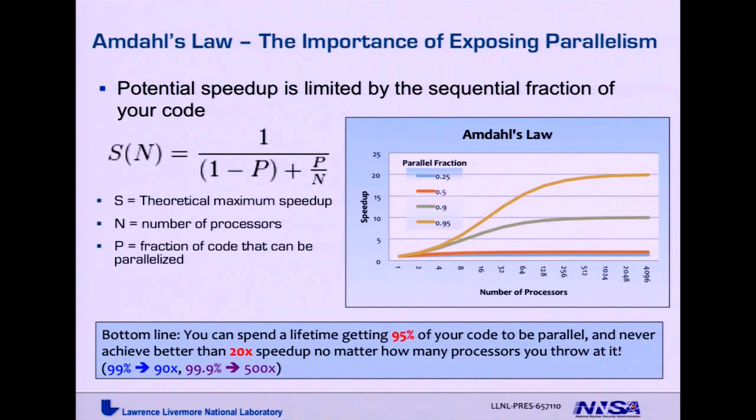What's depressing here is that you can spend your lifetime parallelizing your code, get 95% of it parallelized, and you'll never achieve better than a 20x speed up, no matter how big a machine you've got. And as you get to 99%, well, there you reach about 90x. At 99.9%, about 500x. So it's really all about making sure that every part of your application is able to run parallel. If you want to get scaling on these big machines like Titan and Mira, you have to make sure you've got none of these serial sections.